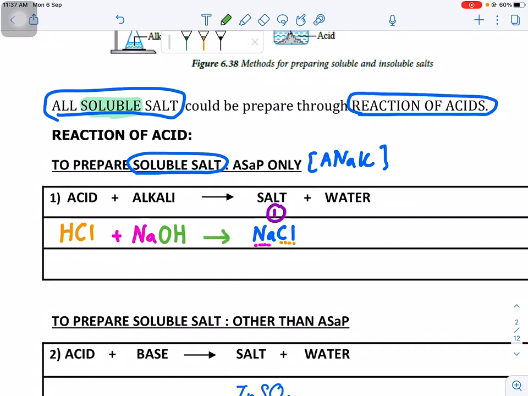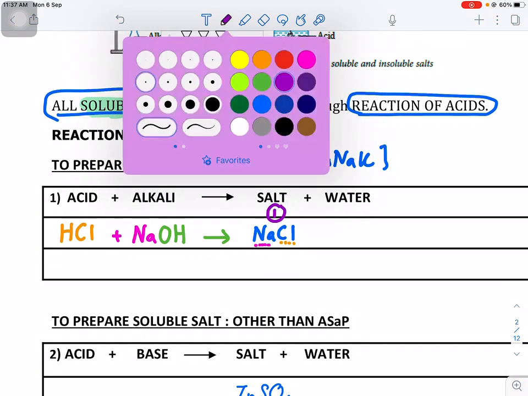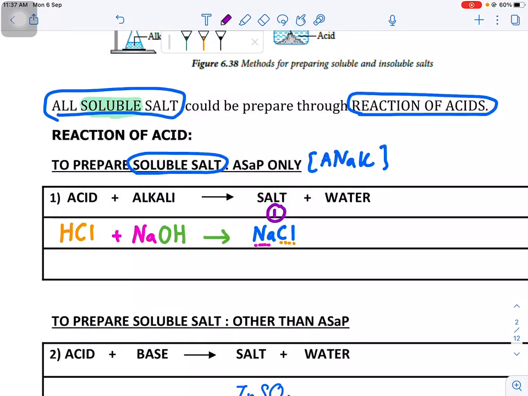So we do it step by step. We write the salt, we find the acid, we complete with the alkali, and then look at the equation. When we have acid and alkali, we must have salt and water. So just complete the equation by putting H2O here. The next step is to make sure your chemical equation is balanced. And for this one, alhamdulillah, yes, it's already balanced.